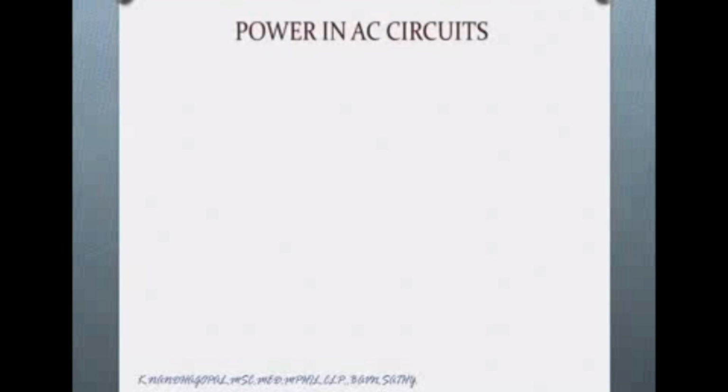So power of a circuit is defined as the rate of consumption of electric energy in that circuit. Rate of consumption. So how much amount of energy we consumed from the external circuit, that is called power in an AC circuit. That is consumption of the electrical energy. That is called power. Right?